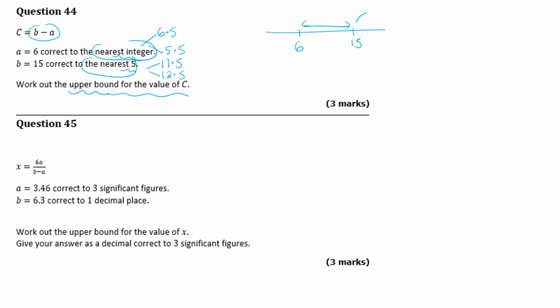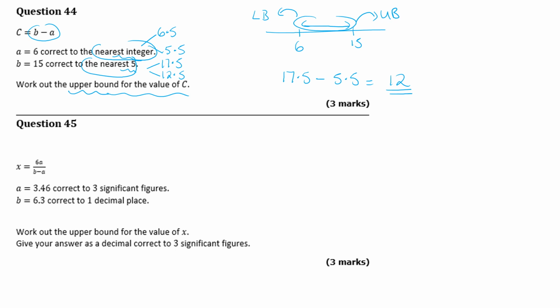So we're going to have to use the upper bound for the B and the lower bound for the A to make that gap here the biggest. So we're going to be doing 17.5 minus 5.5, which is equal to 12.